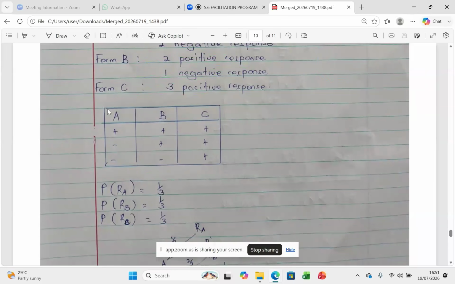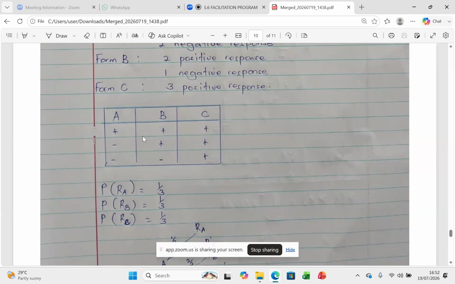First of all, you can use a table to represent your data. For example, in form A, the responses are 1 positive and 2 negatives. In B, we have 2 positives and 1 negative, and in C, all of them are positives. So we represented the probabilities of the responses. For the positive responses in form A, this is RA, the probability is 1 out of 3. For the following probabilities, there was a writing error, but it is supposed to be 2 out of 3 for the probability of the responses in B.